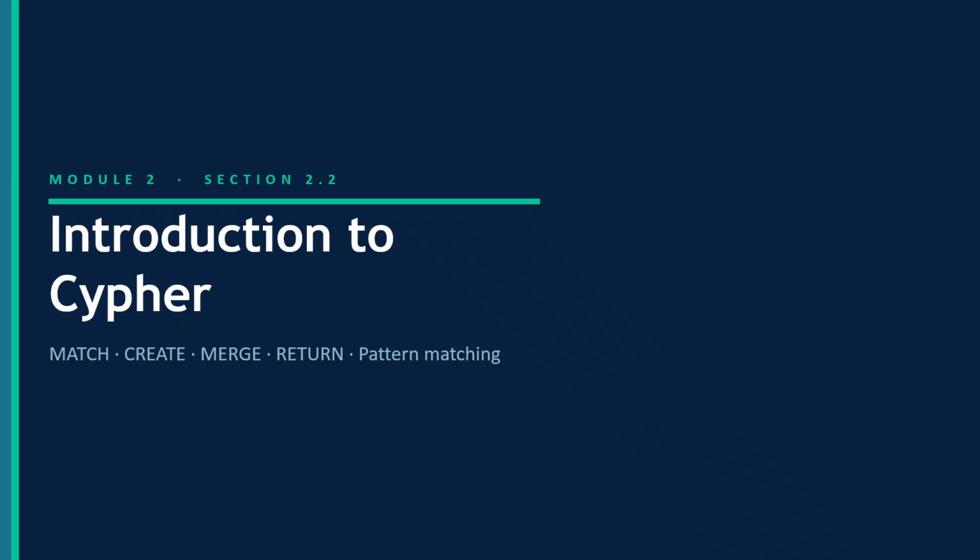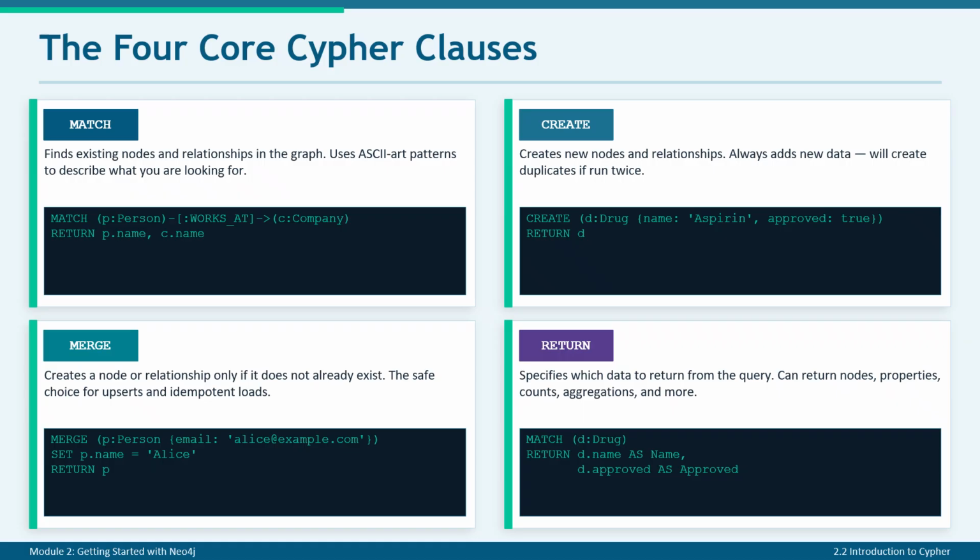But the syntax is built around graph patterns rather than table joins, which makes it far more natural for graph queries. Let us cover the fundamentals. There are 4 clauses you will use in virtually every Cypher query. Think of these as your core vocabulary.